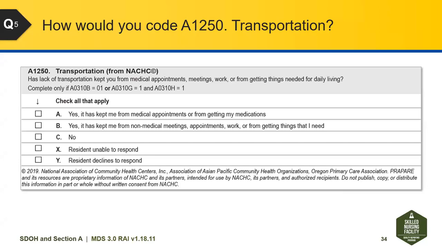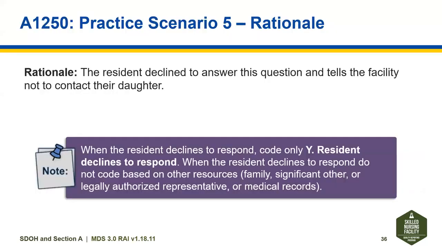Okay, I think we can probably close the poll on this one. That's great. The majority of folks got the correct answer, which is Y, resident declines to respond. Code Y is checked because the resident declined to answer the question. And as we've discussed, if the resident declines to respond, you cannot code the data element based on input from any other resources, even if they are available.